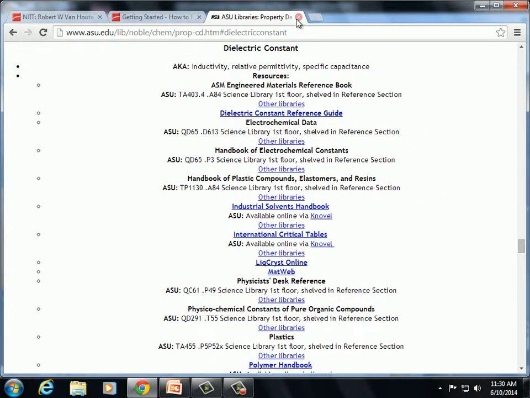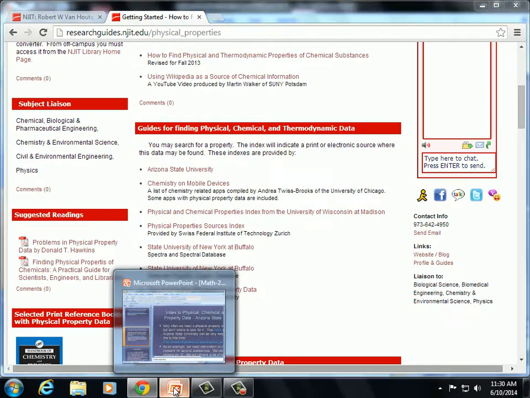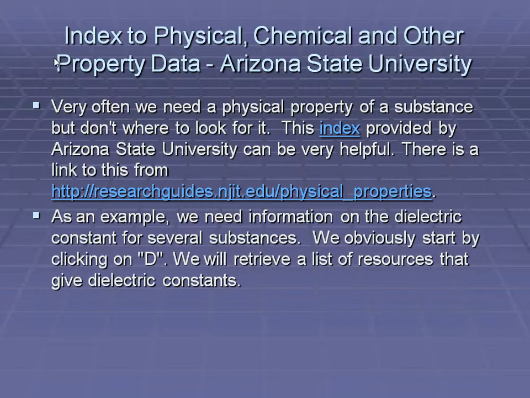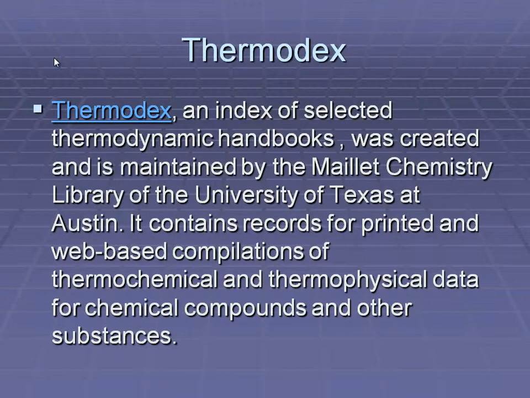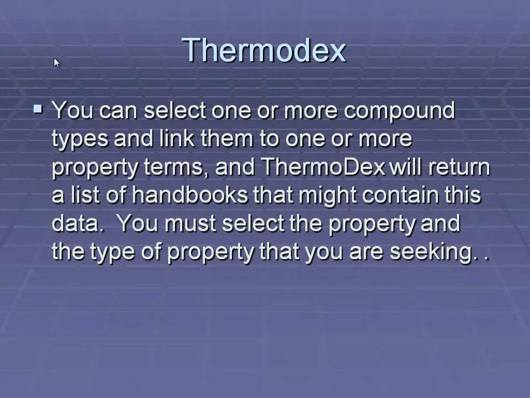Close that. Go back to our PowerPoint. Thermodex is something very similar that was created and maintained at the library at the University of Texas at Austin. It contains records for printed and web-based compilations of thermochemical and thermophysical data. You can select one or more compound types and link them to one or more property terms, and Thermodex will return a list of handbooks that might contain the data.